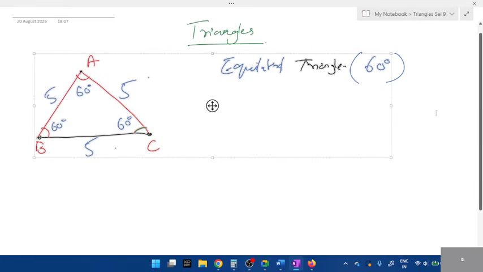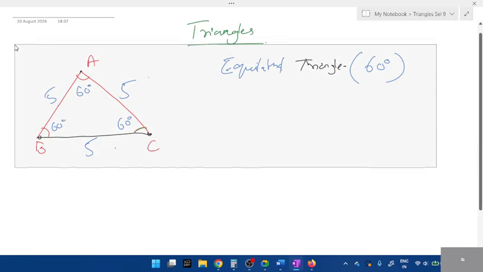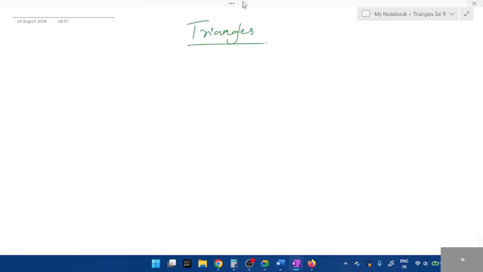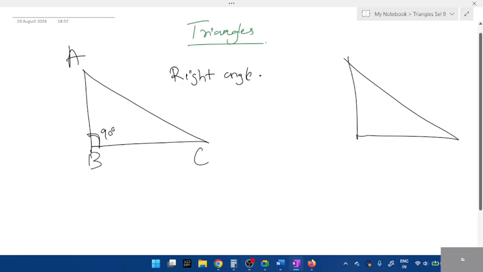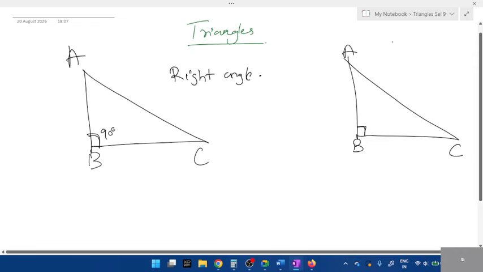Next. The fourth type of triangle is a right angle triangle. What do you mean by right angle, students? Yes, any one angle should be equal to how much? 90 degrees. This is a normal right angle triangle. Okay. The other type of triangle is the isosceles right angle. A, B, C. We studied in trigonometry.